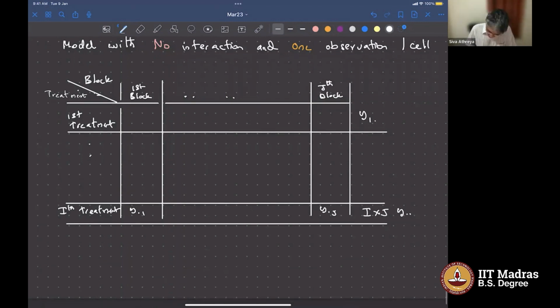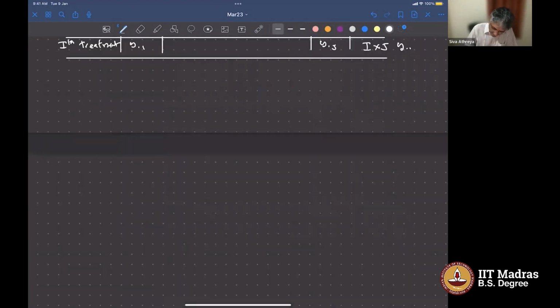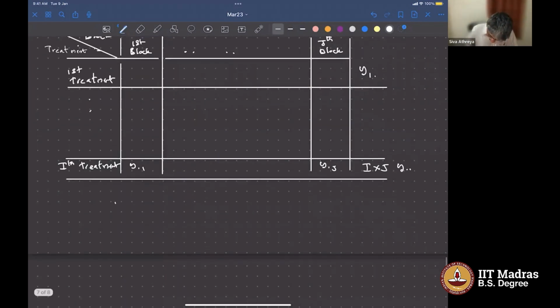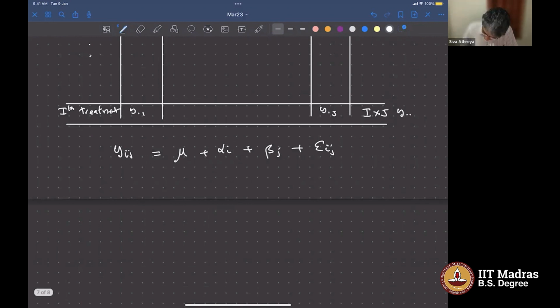So what are you going to assume with the model? The model is going to be, each yij is going to be one mu, that's a common mu. It's going to have some dependency on the i, then plus some dependency on j, and then plus an epsilon ij. A little different from the single one-way classification, because I have one less than or equal to i less than or equal to capital I, one less than or equal to j less than or equal to capital J.